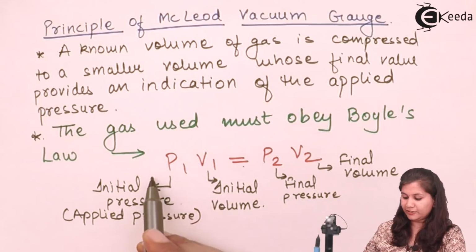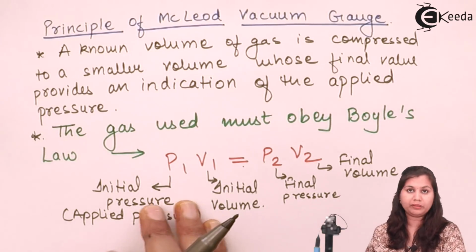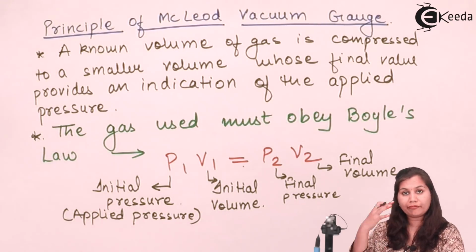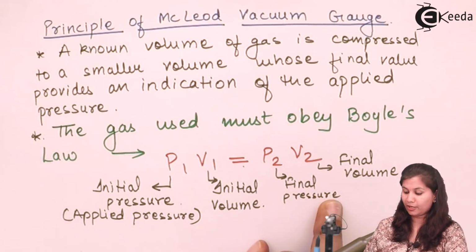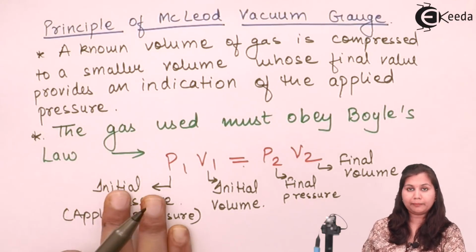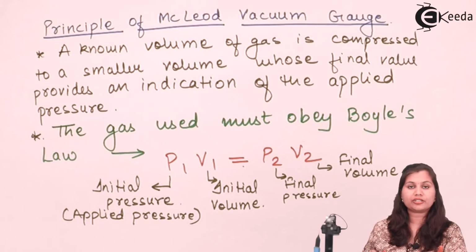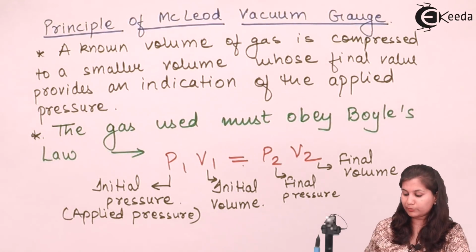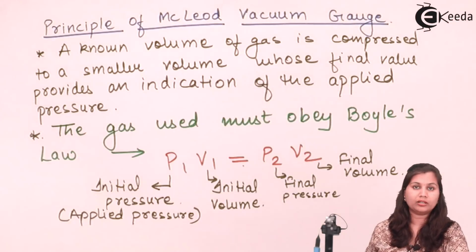So we can say that the initial condition is equal to the final condition. Initial condition means before compressing the gas, what is the volume and pressure of the gas, and after compression, what is the final volume and final pressure of the gas. So after compression and before compression, these conditions are equal. That is Boyle's law, and using it we are going to measure the applied pressure, or the pressure of the vacuum.